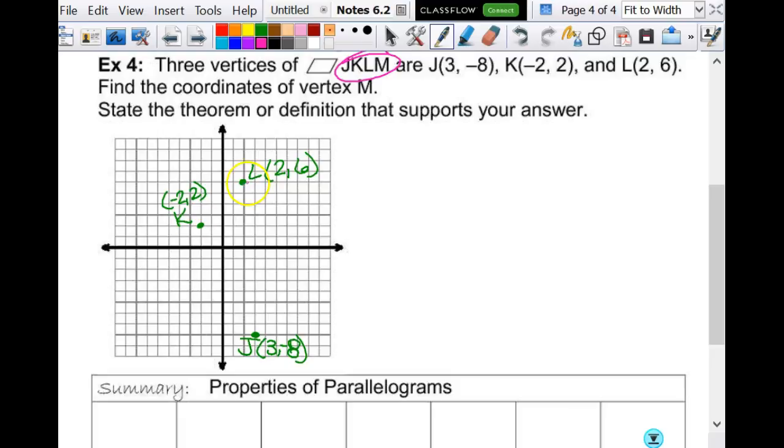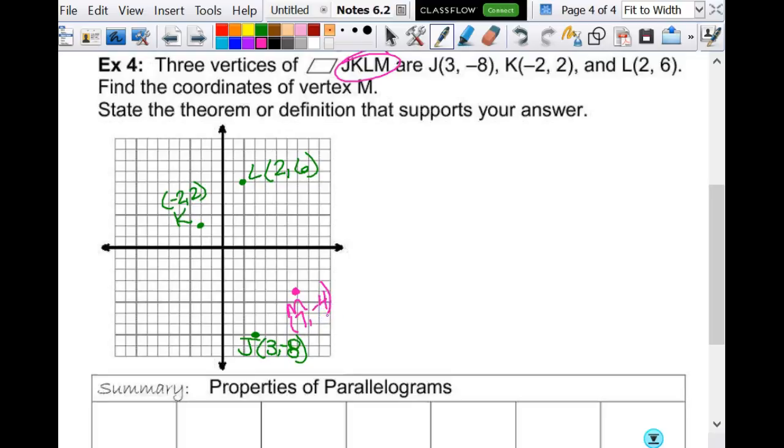To get from K to L, I would have to go up 4 and over 4. So if I start at J and I go up 4 and over 4, I can get to K. And that would be, oh, M, thank you. I'm making up letters here. Be helpful if I use the right one. M, which is at, what does that make it? 7, -4. Y'all count and make sure I'm right.